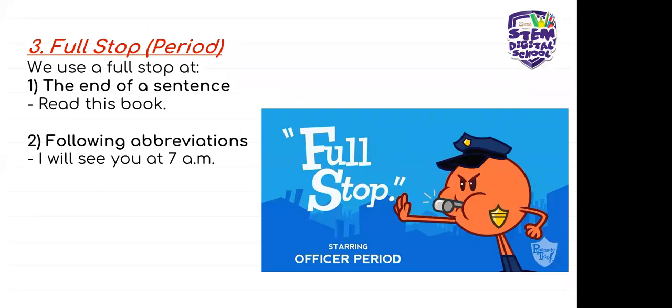is easy. We use a full stop at the end of a sentence. If you have a sentence that's not a question or doesn't need an exclamation mark, it gets a full stop. But you also use a full stop following abbreviations, like I'll see you at 7 a.m. Okay, that is the two uses of a full stop. We also call it a period. Okay, that one is easy. Any questions regarding a full stop?